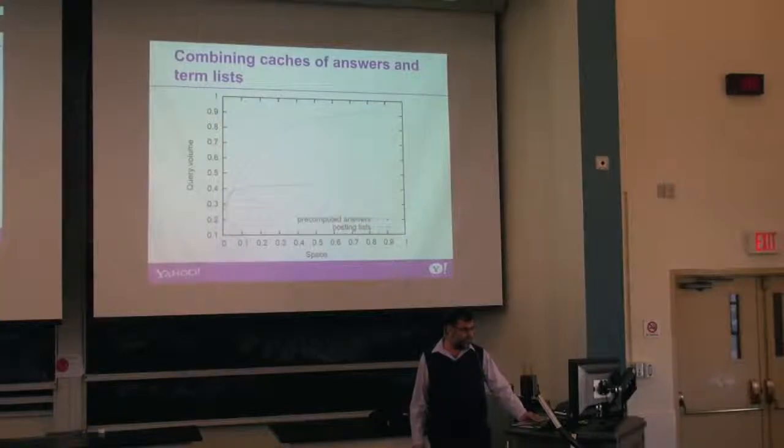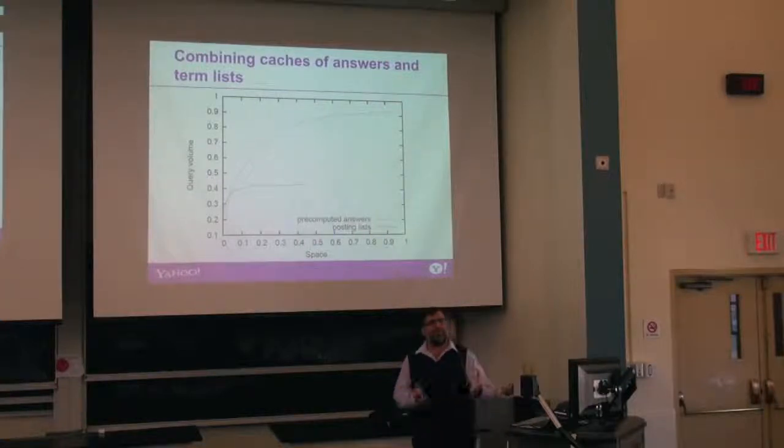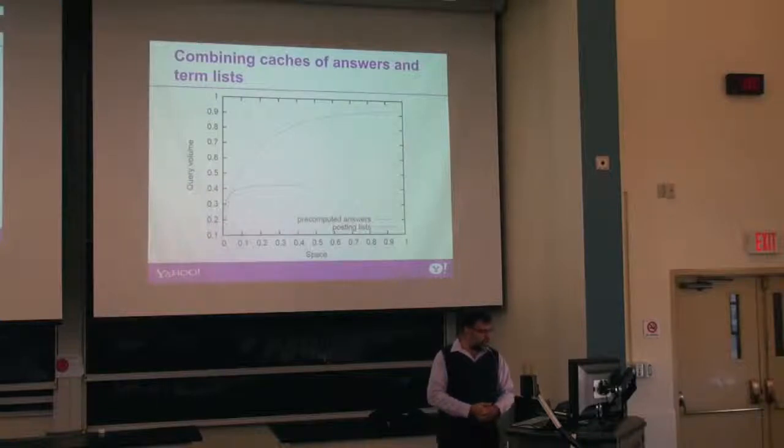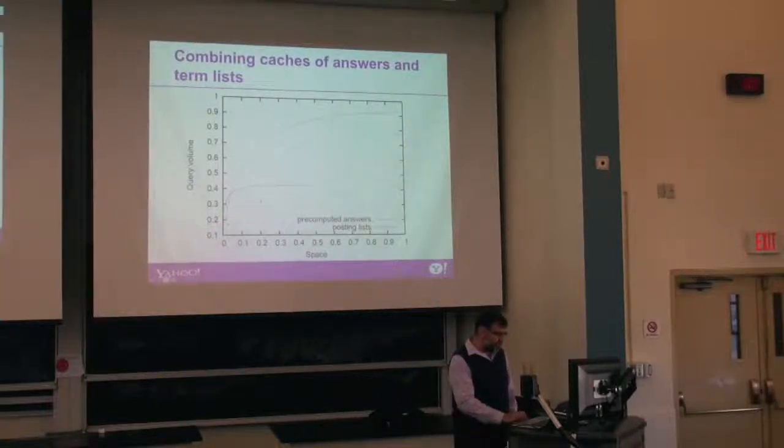Okay, so now we know what I'm going to use, but I still don't know which fraction should go to answers, which fraction should go to the index, and these are the two curves. So this is the hit ratio curve. So this is one of the cache of answers. In the infinite will be 50%, and this one is the cache of the index. In the infinite will be 95%.